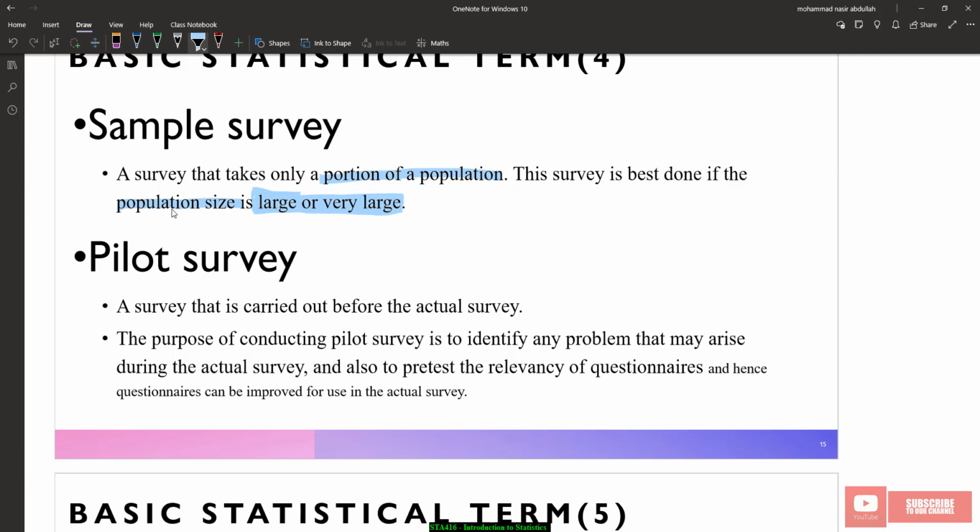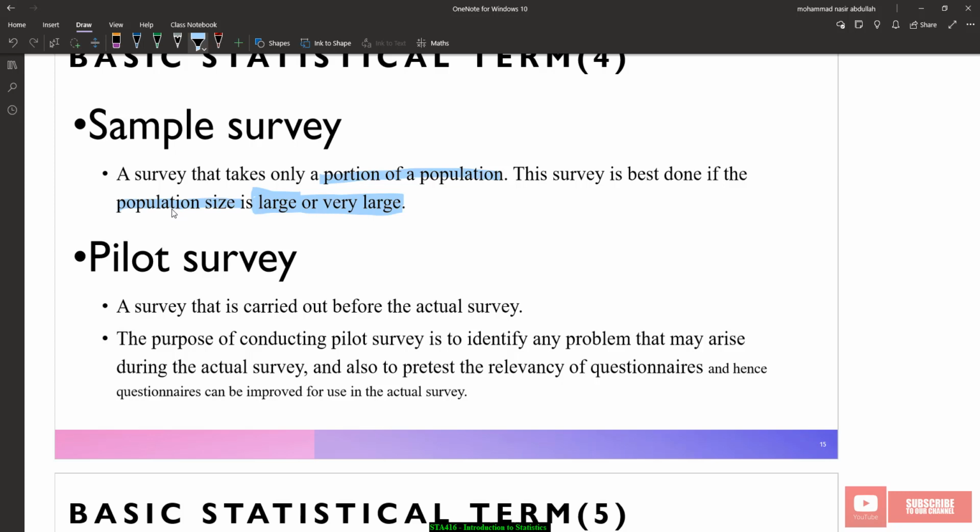Let's say I define all residents, how many are there? Let's say 200,000 residents. So 200,000 residents, maybe it's not possible to take all, because some of the residents might have died or migrated to other districts, right? So the best method is to take a sample, right?